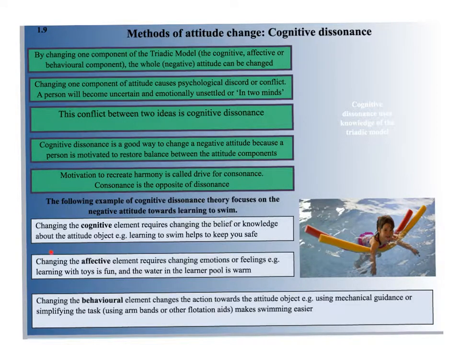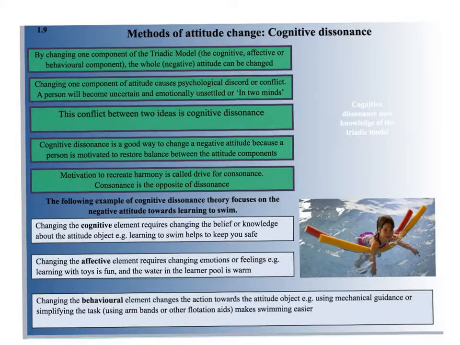We could change the affective element, which requires changing the emotions or the feelings. For example, learning with toys is fun, and the water in the learner pool is warm. Remember, it's about the emotions of that sport. So if there are pools in our area that are freezing cold, it's not very enjoyable to get in, so the chances are this is going to be a negative element to attitude. Again, when learning to swim, we can use floats, some mechanical guidance, to try and make it more fun. So we're talking about the emotions.